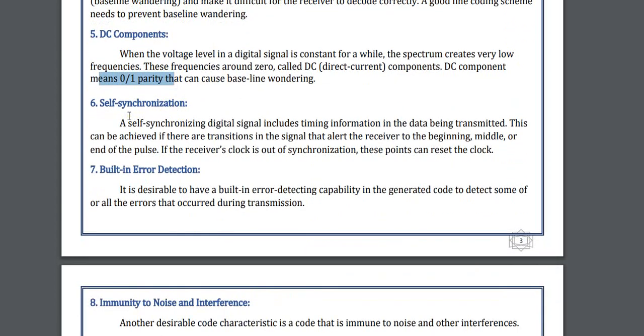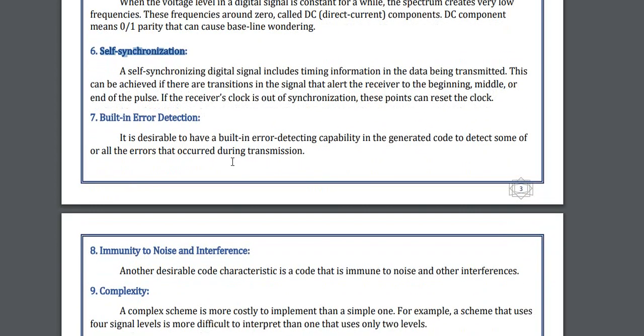Self-synchronization. A self-synchronizing digital signal includes the timing information of the data being transmitted. This can be achieved if there are transitions in the signal that alert the receiver to the beginning, middle, or end of the pulse. If the receiver clock is out of synchronization, these points can reset the clock. This is known as self-synchronization, where the synchronization depends on the clock by itself.